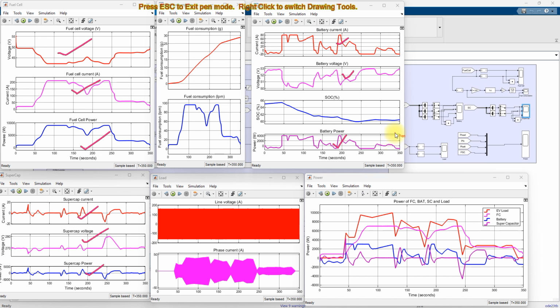So this is the result of how the energy management happens between the fuel cell, battery, supercapacitor and the EV load. You can see that the power balance is always maintained in the system. Also here you will see the consumption of fuel, and then this is the fuel consumption in terms of LPM. So this is the result of the fuel cell, battery, supercapacitor driven EV system.